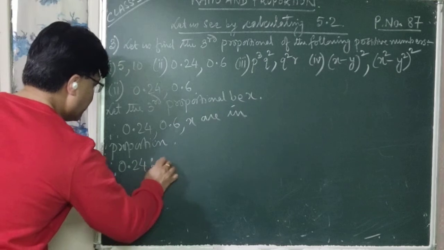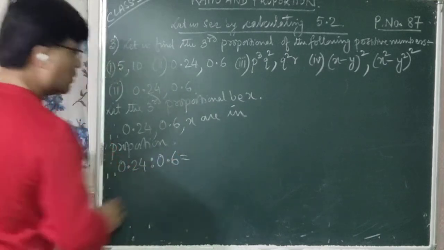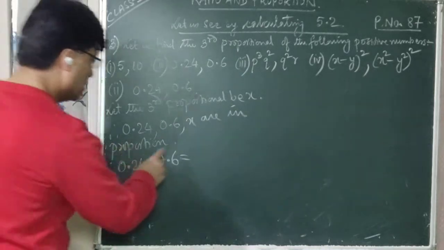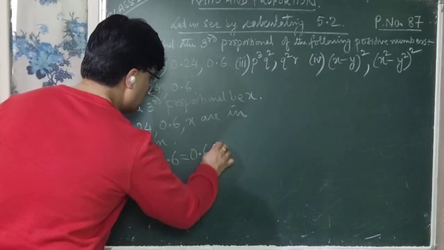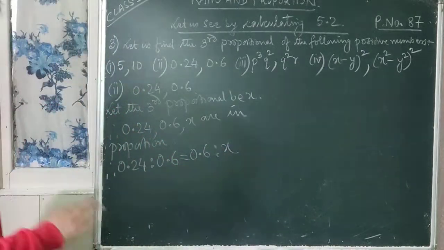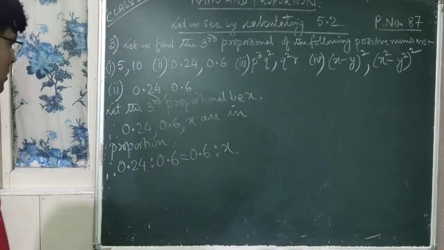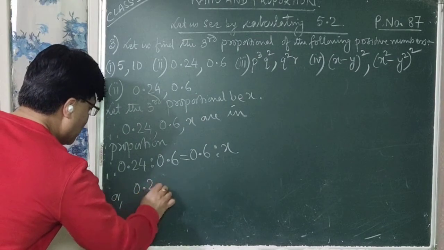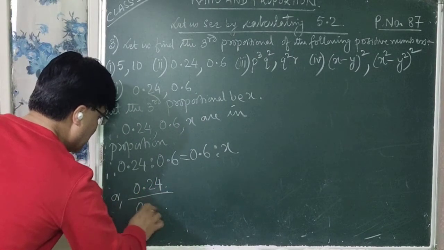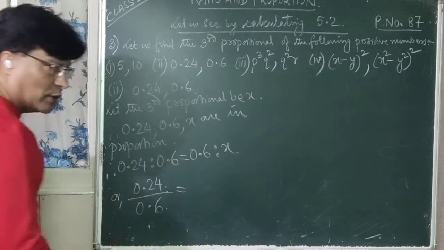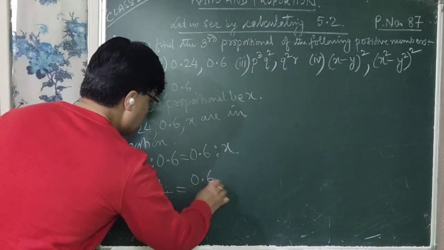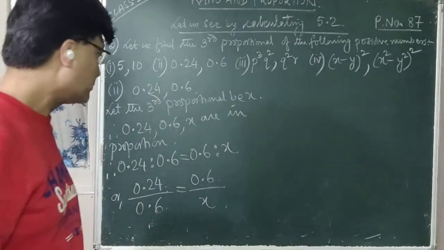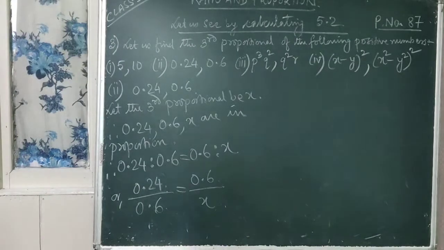0.24 is to 0.6 is equal to. Again you have to repeat this second term for the second ratio. That is 0.6 is to X. So both these ratios are equal. Okay. So now we can write it in terms of fraction, or 0.24 divided by 0.6 is equal to 0.6 whole divided by X. Is that clear? Now let us simplify it.